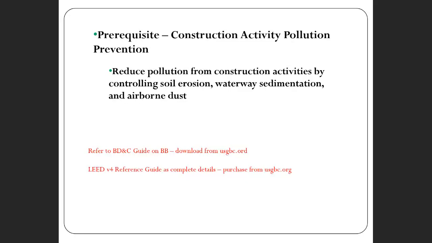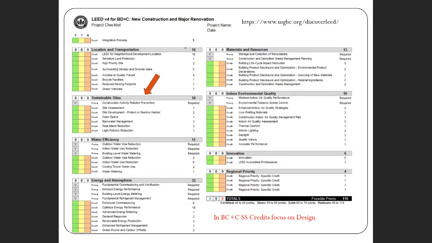I had a couple under BD and C. You see we have a prerequisite. Remember, a prerequisite is something that you have to do, you must do. Credits are optional, prerequisites are mandatory. Obviously, you have to do enough credits to get our score up, but prerequisites are things that we have to do. So what is construction activity pollution prevention? That's a prerequisite for sustainable sites.